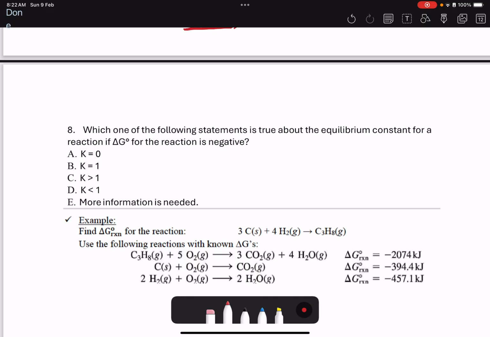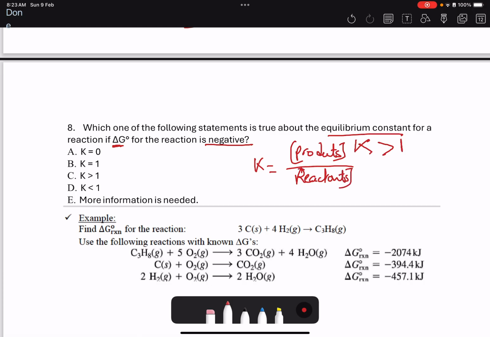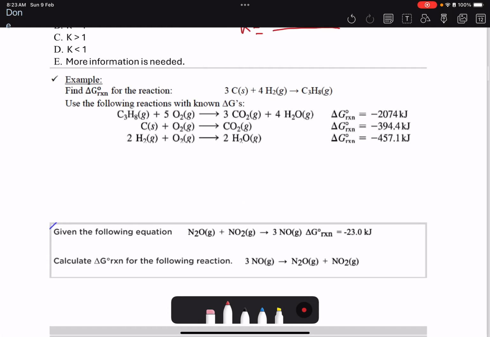Which of the following statements is true about equilibrium constant for reaction when delta G is negative? When delta G is negative, that means the reaction is spontaneous. The K would be more than 1. We never say K less than 0 or negative or positive. It's either above 1 or below 1, because K is always representing values of products over reactants. So if this is over 1, it means that this reaction is shifted more toward the product than toward the reactants, meaning that it is spontaneous.